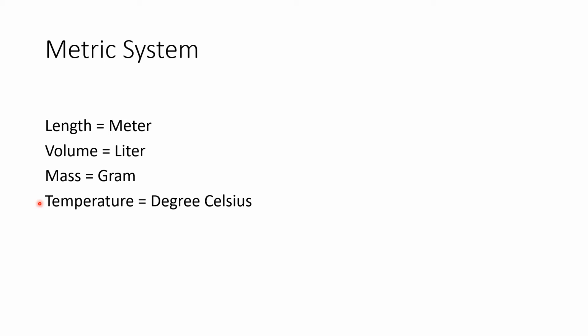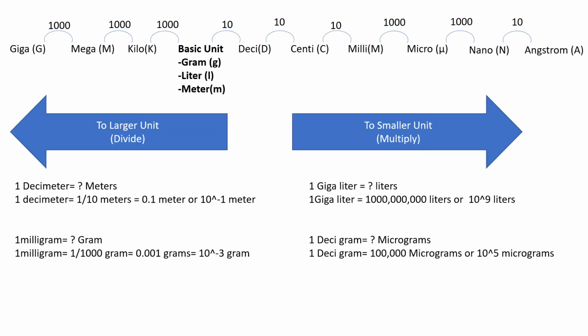But as I said, in the lab, we must use those units right here. What we normally use in our everyday lives, we refer to it as the English system. So we say that the basic units for mass, it's grams, for volume, it's liters, and for length, it's meters. Those are the basic units.